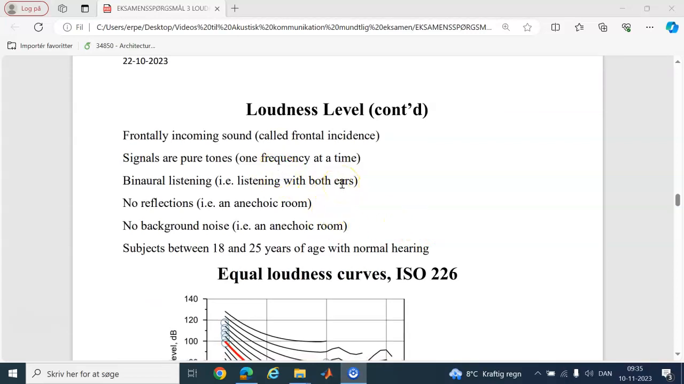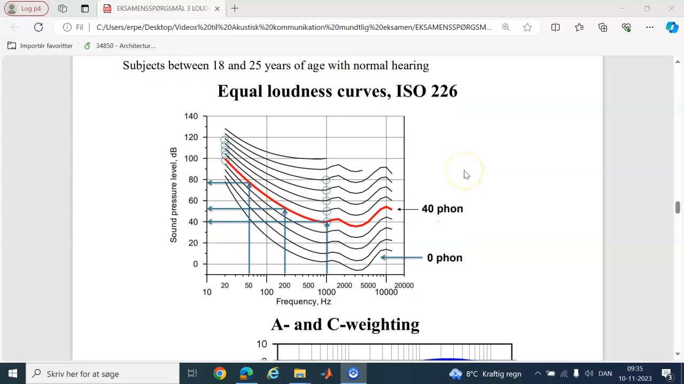Frontally incoming sound, called frontal incidence. Signals are pure tones, one frequency at a time. It's binaural, you are listening with two ears. Binaural listening, no reflections. You have an anechoic room, no background noise. Subjects are between 18 and 25 years. So we get this equal loudness curve.